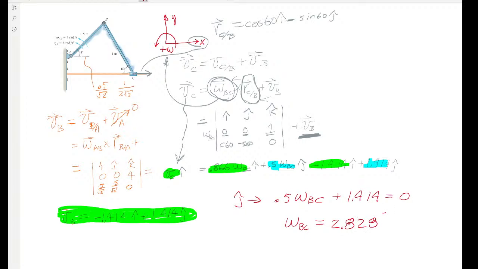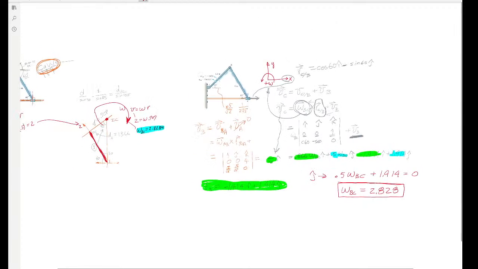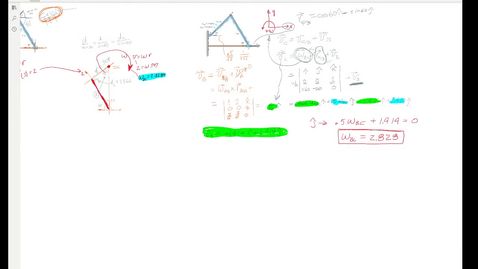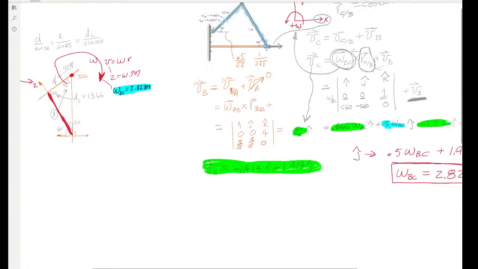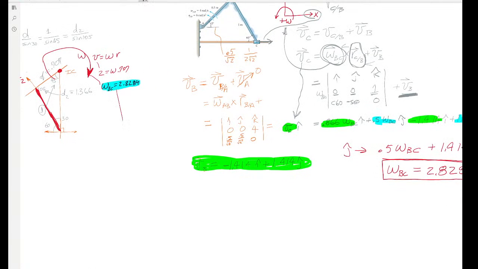2.828. Hang on. Let's momentarily check back. And if you notice from the instant centers, the check as we go method, you got the same thing.